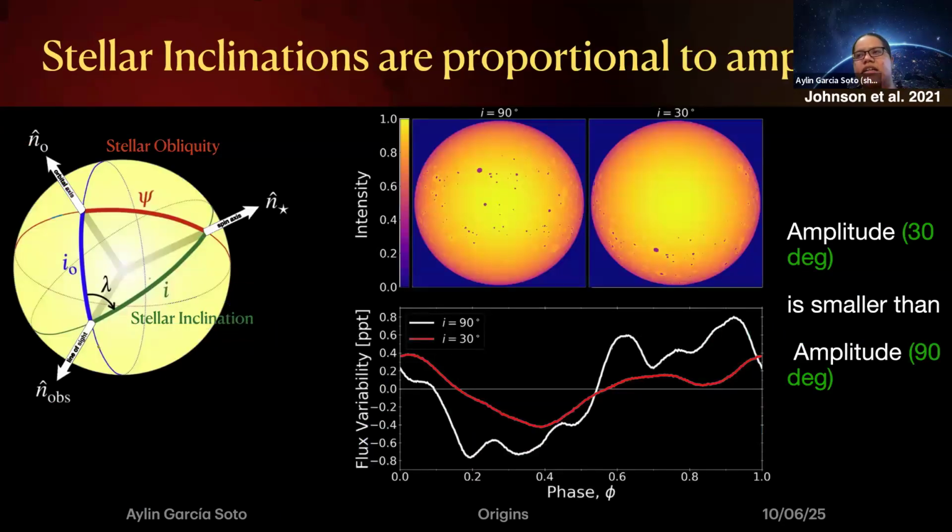Because stellar inclination and stellar obliquity are related, stellar inclination is also related to amplitudes. So here's an image I have above where it shows what the star looks like, what its spots look like on the star at 90 degrees stellar inclination, and then what it looks like if the inclination was actually 30. And if you look at the light curve below, you see that the amplitude for the one that's at 30 is much smaller than the one that's at 90. And so if you know your inclination and you know the amplitude, you can say something about the obliquities.